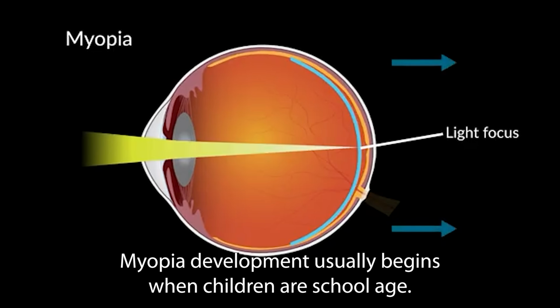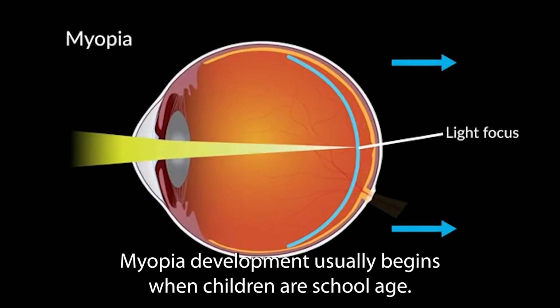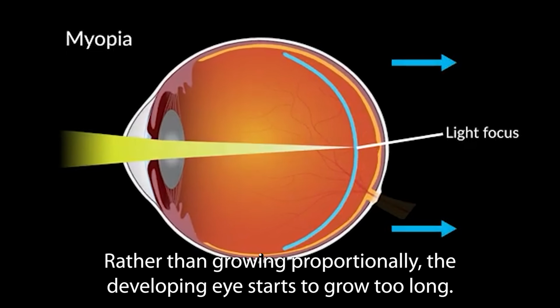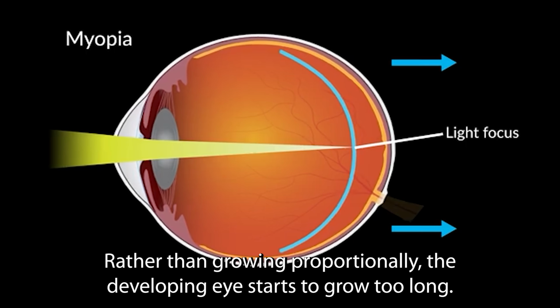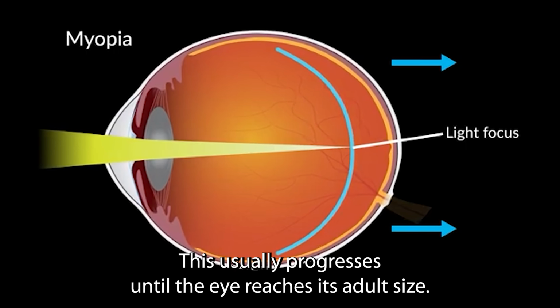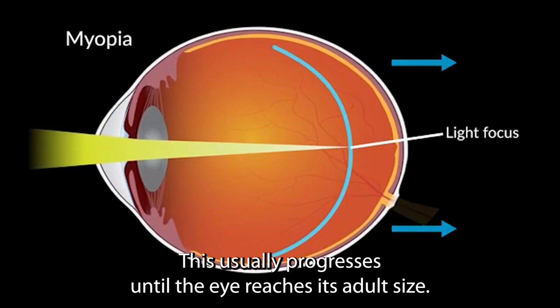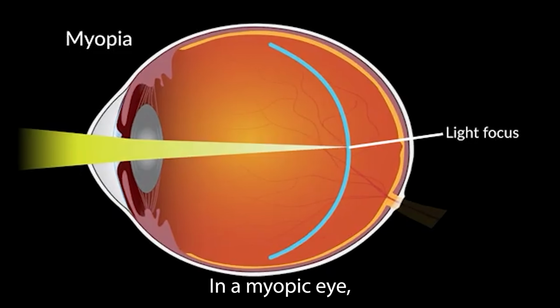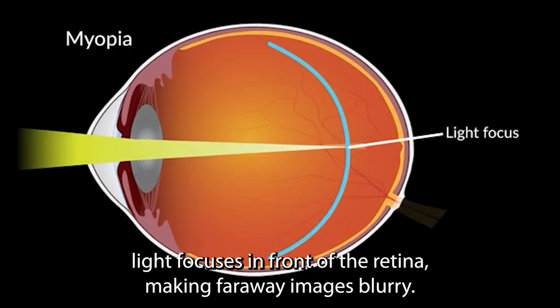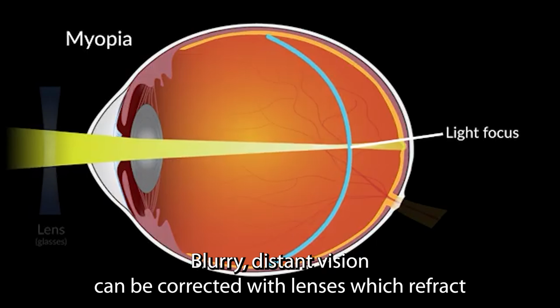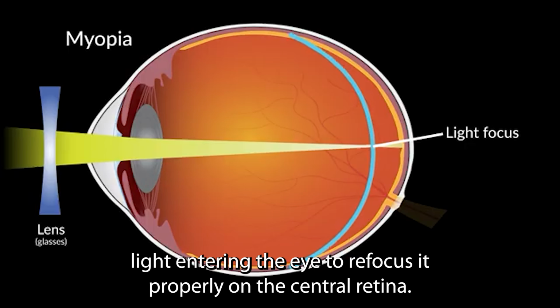Myopia development usually begins when children are school age. Rather than growing proportionally, the developing eye starts to grow too long. This usually progresses until the eye reaches its adult size. In a myopic eye, light focuses in front of the retina, making faraway images blurry. Blurry distance vision can be corrected with lenses, which refract light entering the eye to refocus it properly on the central retina. However, regular glasses do not slow myopia development.